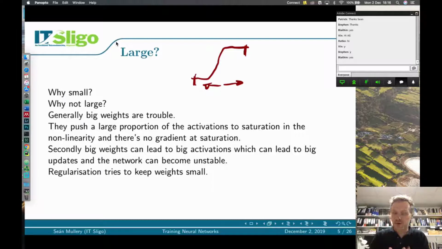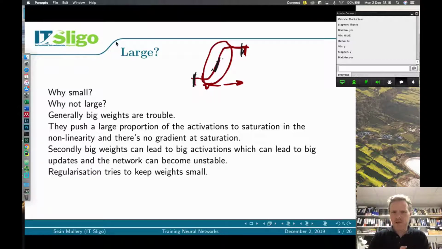So they push a large proportion of the activations to saturation in the nonlinearity, and there's no gradient at the saturation itself. So ideally what we want is to be kind of in this zone here. We don't want the situation where things never saturate, or that we don't have some of them going into saturation. That can be a good thing. At the end of the day, you do want to be getting a bit on either end. You just don't want a situation where everything's in this kind of linear range here, or everything's pushed way out here and you only have a few activations in between.